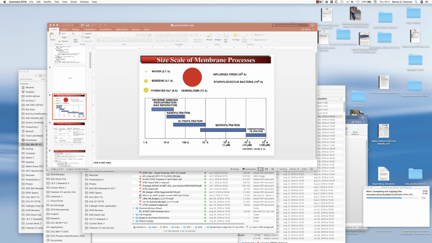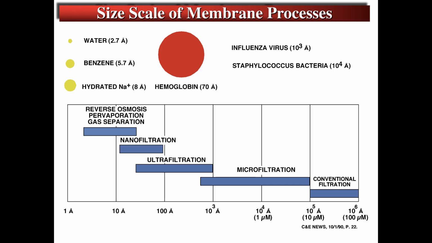So this will be lecture number 2, and we'll pick up where we left off last time, discussing the size scale of membrane processes. The use of membrane technologies to perform separations often breaks down along the lines of the size of the components that are being filtered out of a medium, be it gas or liquid, by the membrane.